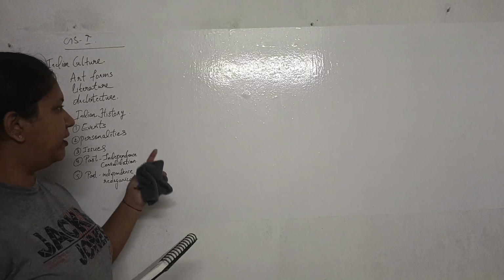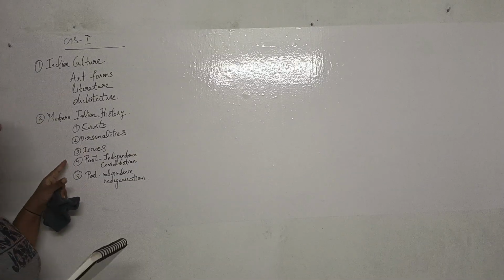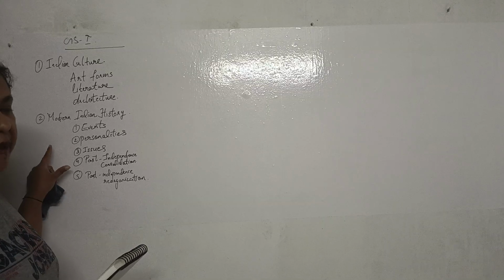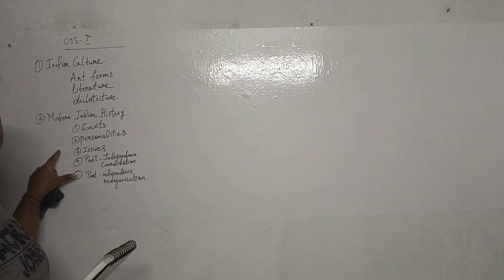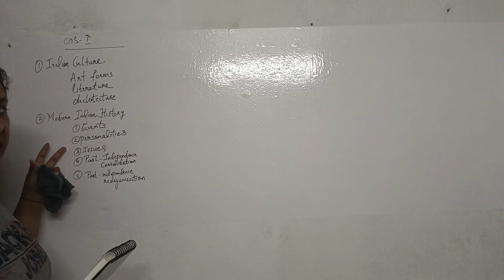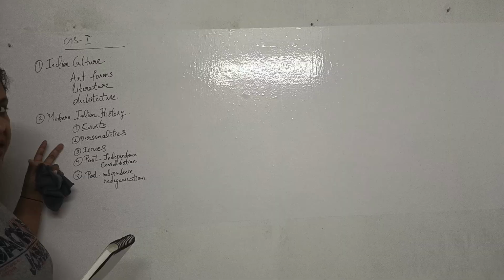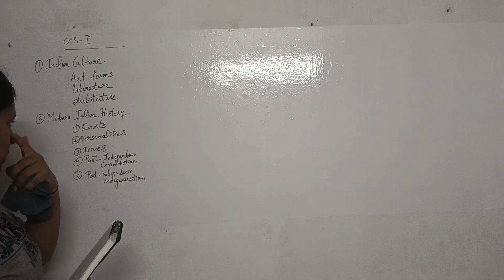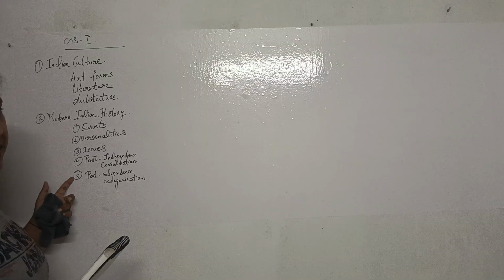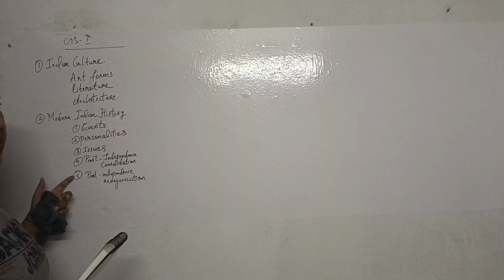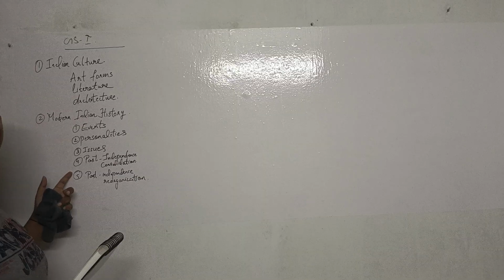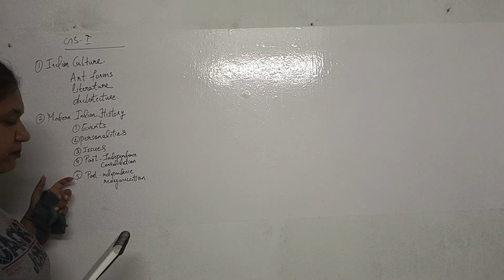If you look at this modern Indian history part, it is very clear that it's all about what happened after 1857. Modern Indian history means the events that have happened after 1857 normally. Before that we consider it as medieval India. So the events, personalities, issues, post-independence consolidation and post-independence reorganization, it says about everything. We have to be very thorough about what happened through the time period of modern Indian history.